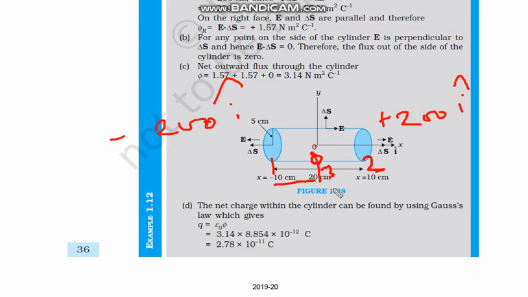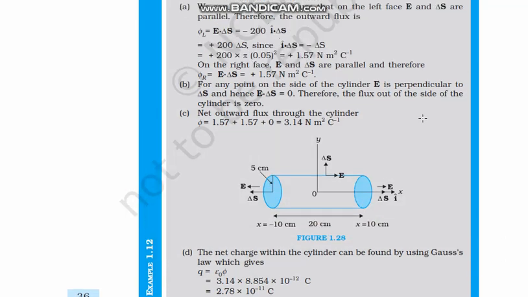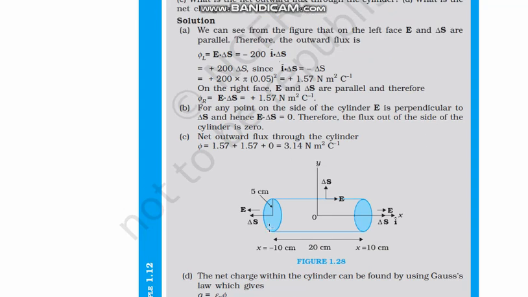The cylinder is 10 centimeters long on each side, with a radius of 5 centimeters. So this is the complete picture of this cylinder. Now let us calculate how this works. Let us take the first end, this left end.